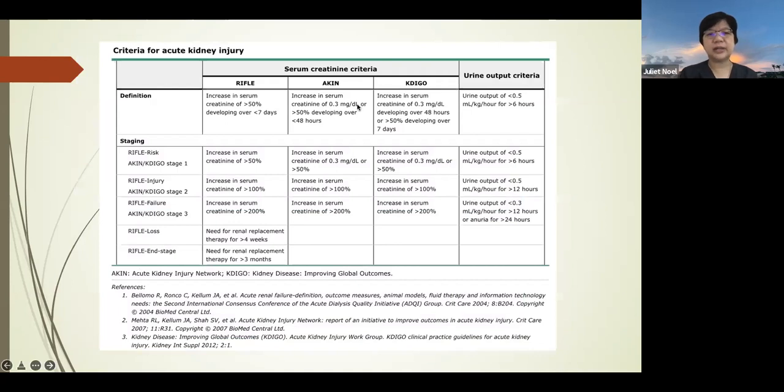So this is a summary of the difference between the 3 criteria.